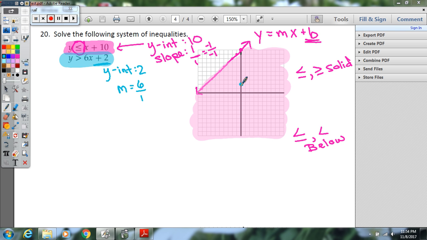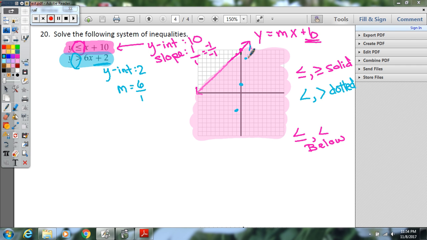So with this slope, I'm going to go up 6. 1, 2, 3, 4, 5, 6, and over 1. Well, I could go up 6 more and over 1, or I could go down 6 and back 1. So I'm going to go down 1, 2, 3, 4, 5, 6, and back 1. Now, connect these with a solid or dotted. Okay, so look, it's a plain greater than. Do you remember if it's just less than or greater than, it's going to be a dotted line. It has to have the or equal to part to be a solid line.